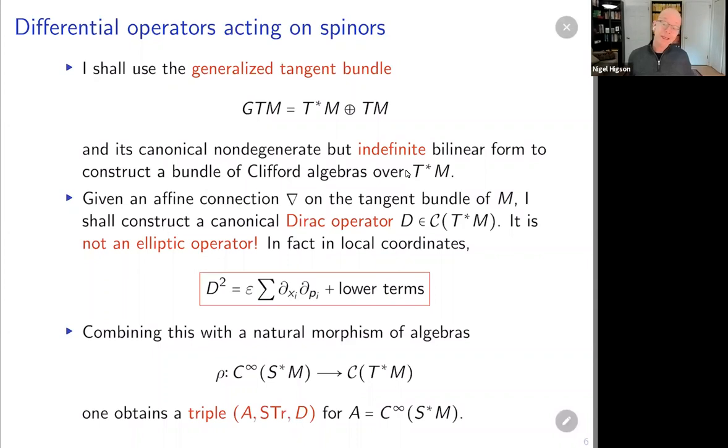And now we have three things. We have an algebra. It's just the commutative algebra of functions on the cosphere bundle. We don't have a Hilbert space, but we have a supertrace, which we would have if we did have a Hilbert space. And we have a Dirac operator, which is not elliptic, but oddly enough, that doesn't matter. And we have some sort of version of a spectral triple, except there's no spectrum and no Hilbert space.